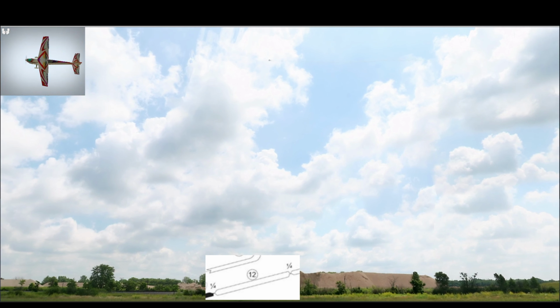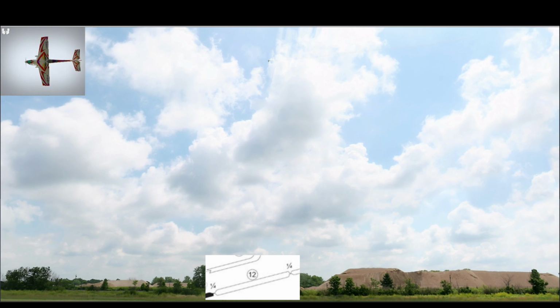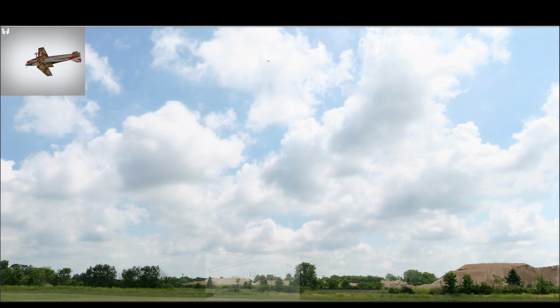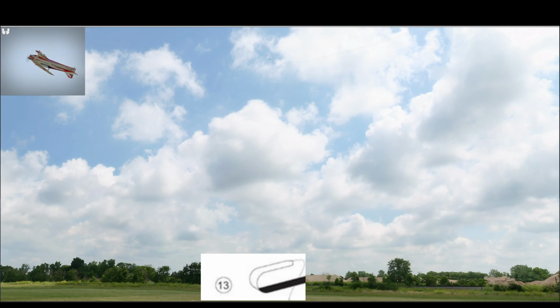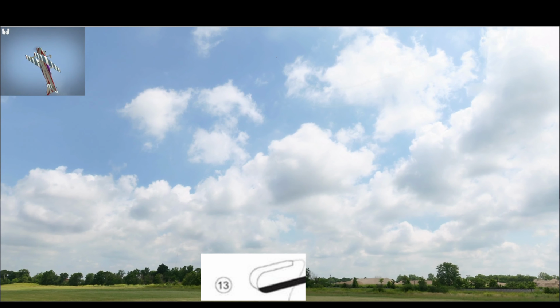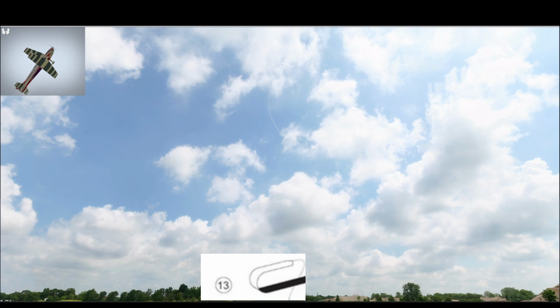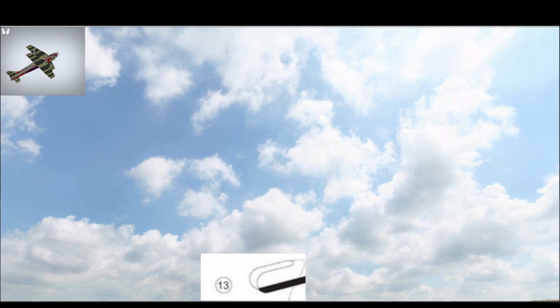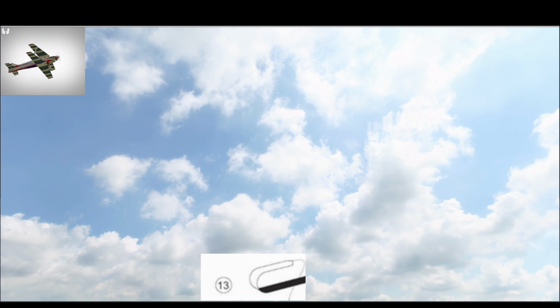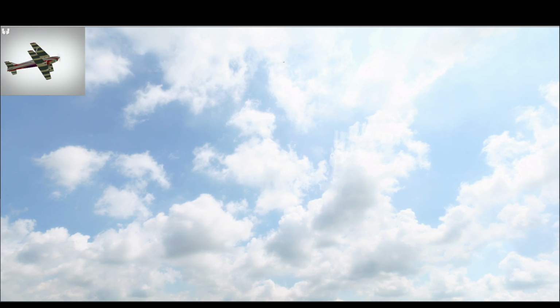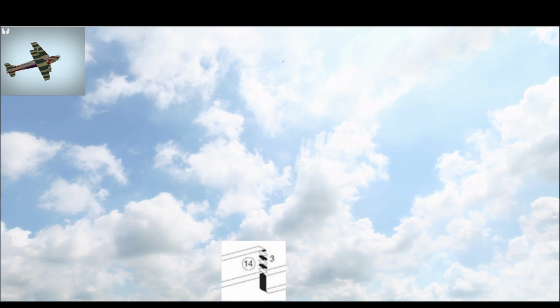Count when it's in knife edge, so 1, 2, centre, 1, 2, and roll out again. Depending on how high you are, if you're high you can make this pushed half outside loop fairly tight. If you're low, make it big, ready for the 3-turn spin. Again, this has got a low K factor, so I think it's K1, and the spin is K4.